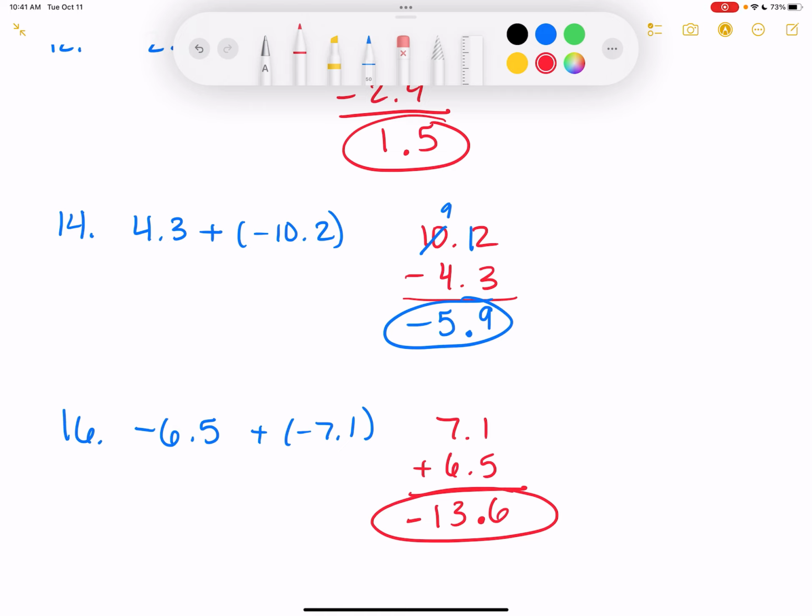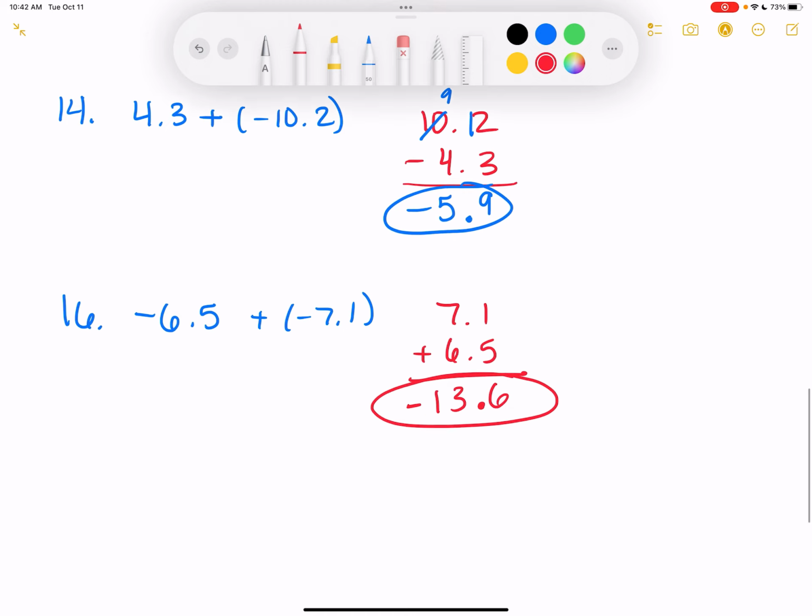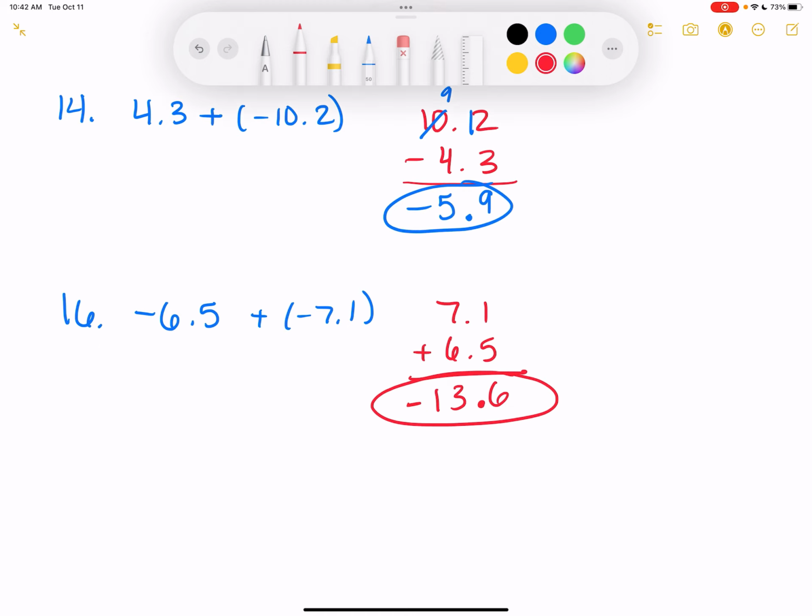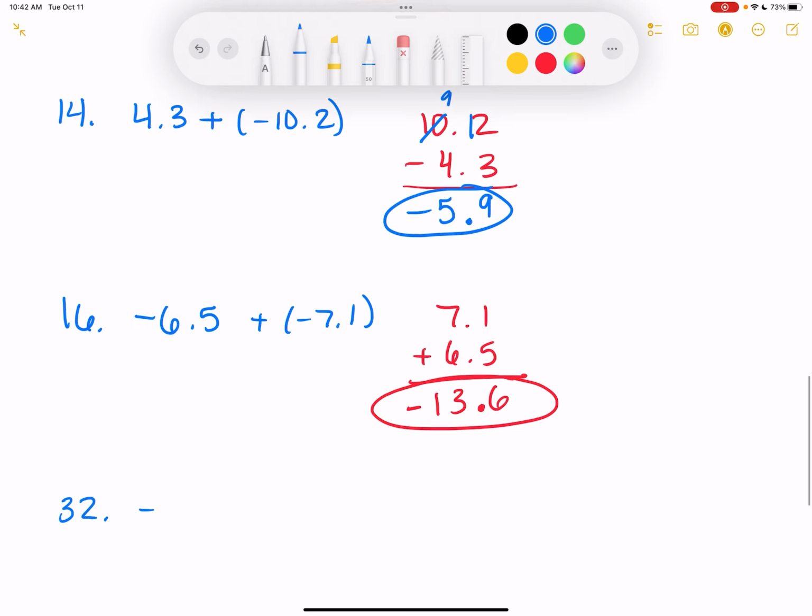Any questions about that type at the moment? We're good. All right, so the rest of them are all just fractions, and they're weird fractions. So I'm just going to skip those ones for now. Still finding the sum, but it's adding another number into the equation. So rather than it just being 2 numbers, it's adding 3 numbers together. So, 32. Negative 13 plus 5 plus negative 7.